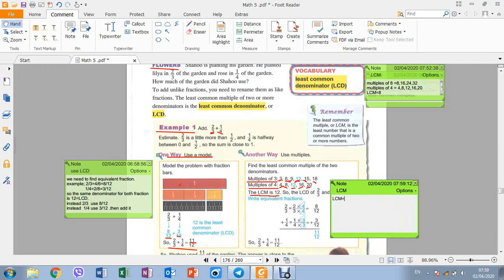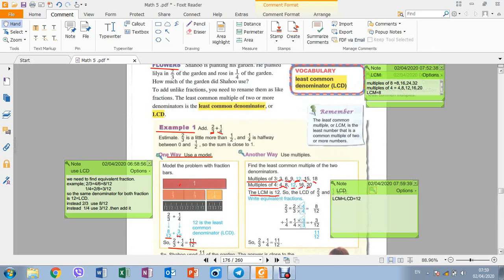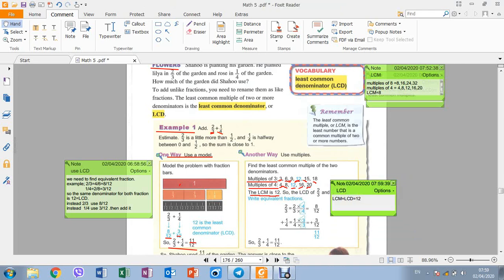LCM equal to LCD. So equal to how many? 12. For these two fractions equal to what? 12. So here we have 12, and here we also have 12. So directly put down denominator 12 as the answer. Okay, we put it down, so we have 2/3.